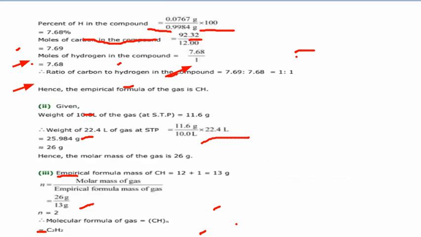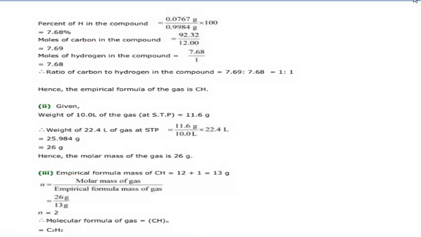Similarly, we will calculate the mass percentage for hydrogen, with the same formula: mass of hydrogen divided by total mass, into 100. It comes out to be 7.68%. So, what did we do first, step by step? First we found the mass percentage. Now we are finding the moles of carbon and hydrogen, because they are the only two elements in the compound.